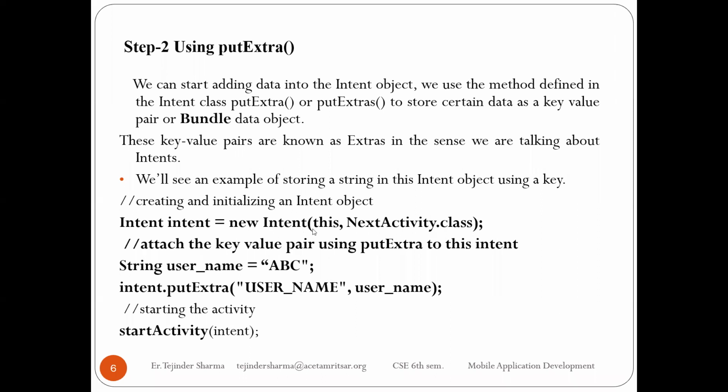Intent, new Intent, this comma, NewActivity.class. This, you know that you are moving from current activity to the next activity, and you will use the key as string username and you will pass ABC. Fine. Then this information will be carried by the intent using the putExtra method. You will give the key username and the value will be ABC. Fine. And startActivity intent. This is going to take the ABC along with to the new activity.